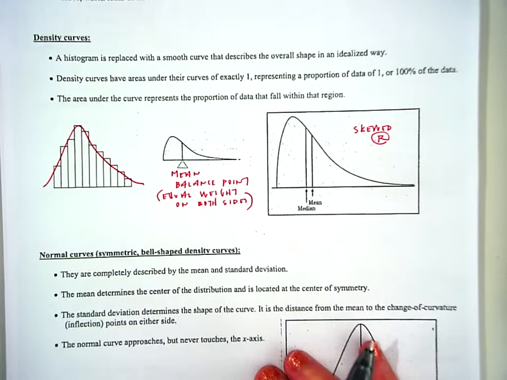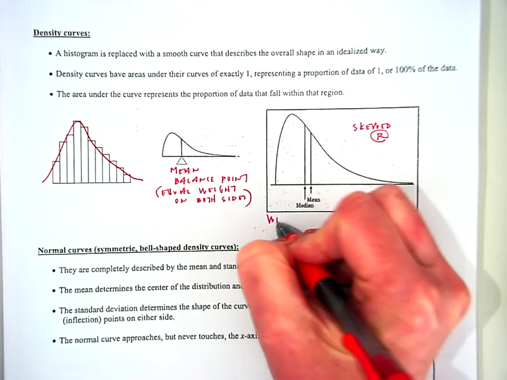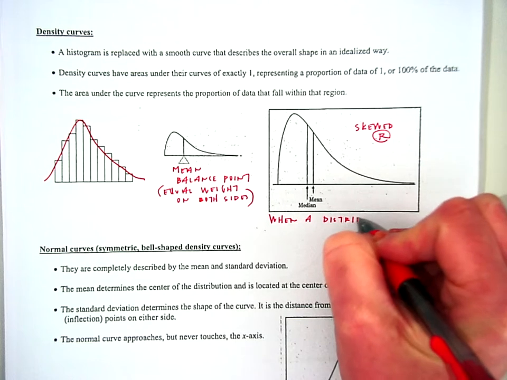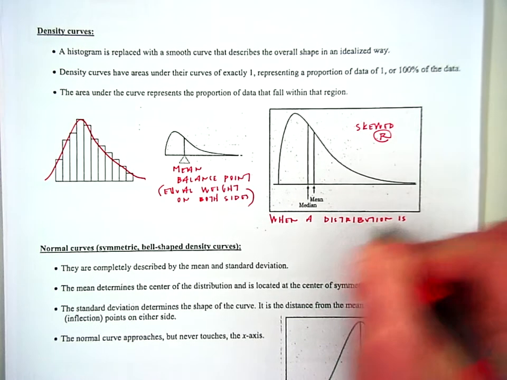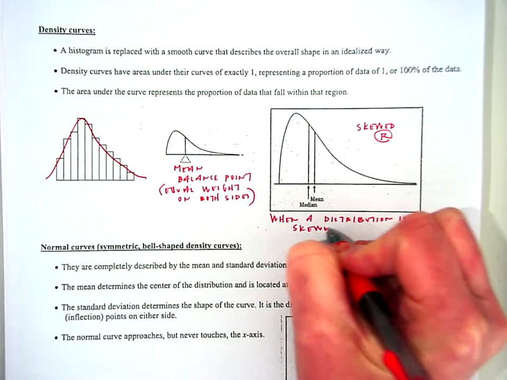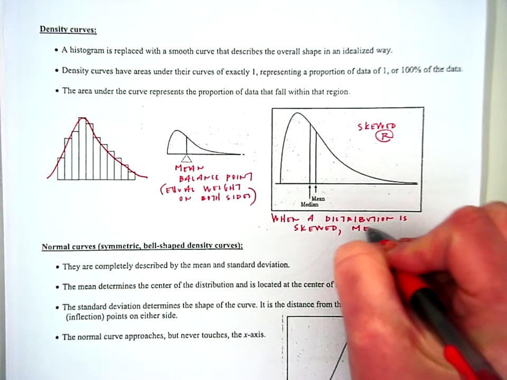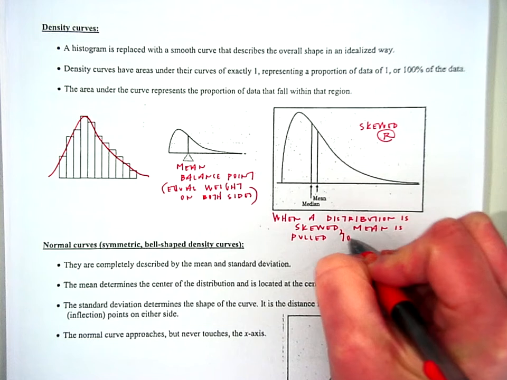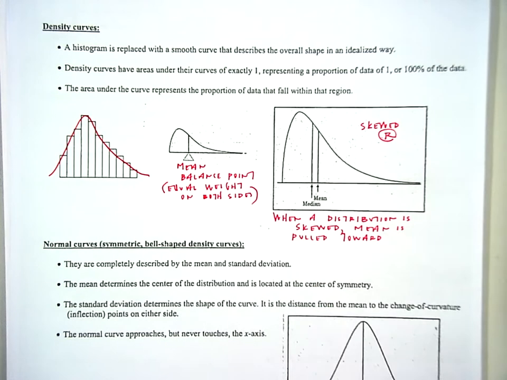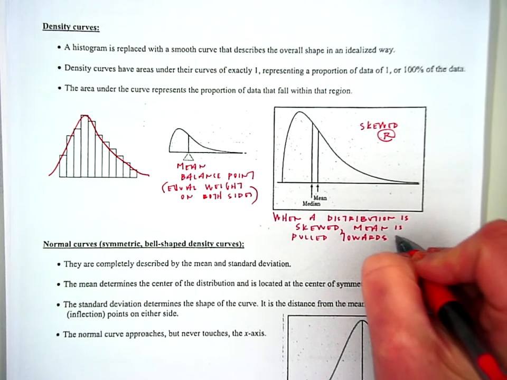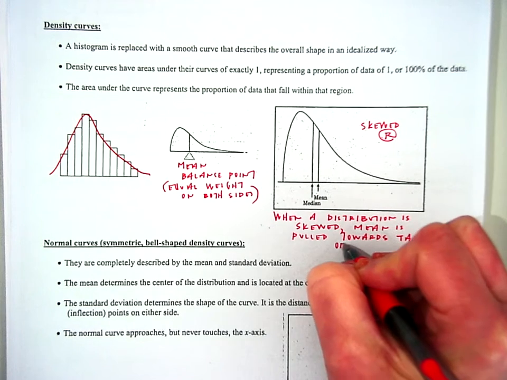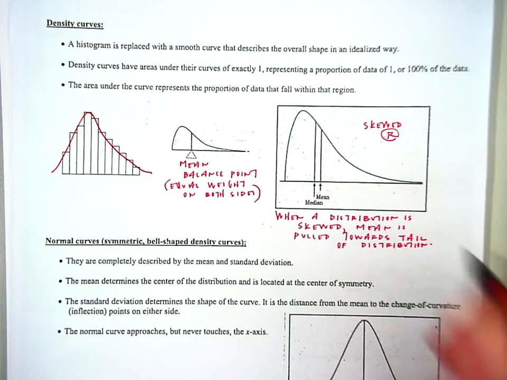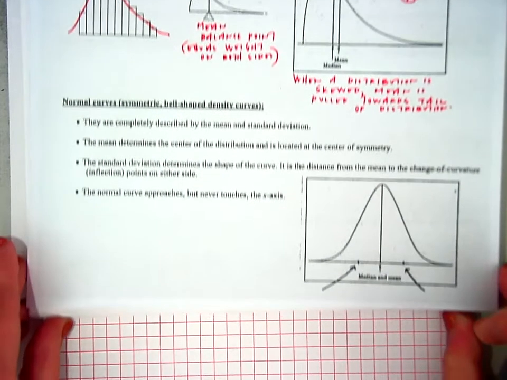So here, let me remind you of that. When a distribution is skewed, the mean is pulled towards the tail end of the distribution. Okay, so now let me push up and we can focus on normal curves.